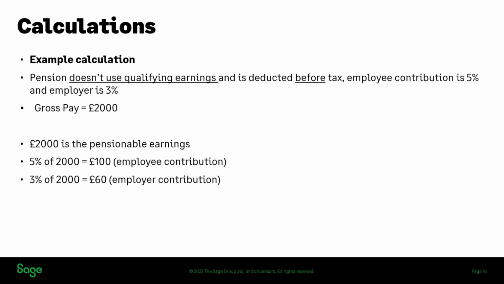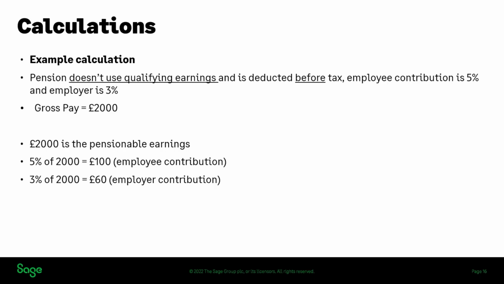We've got a couple of example calculations to run through before we give you a go. We've got one for you guys to do as well. Firstly, start with the easier of the lot. The pension doesn't use qualifying earnings and it's deducted before tax. The employee contribution is 5% and the employer is 3%. The gross pay is £2,000.